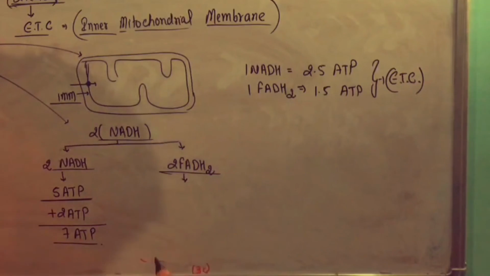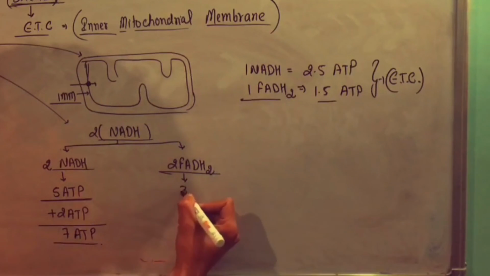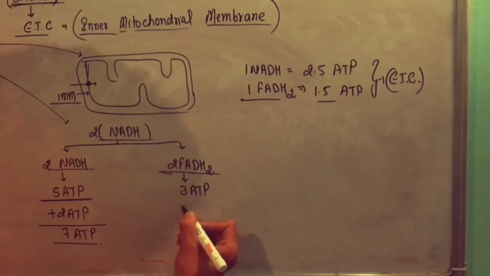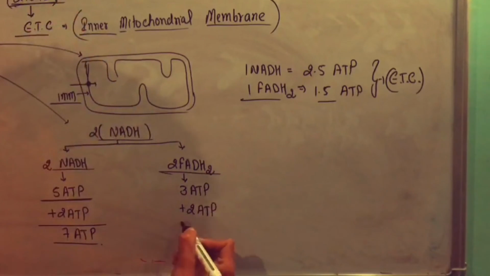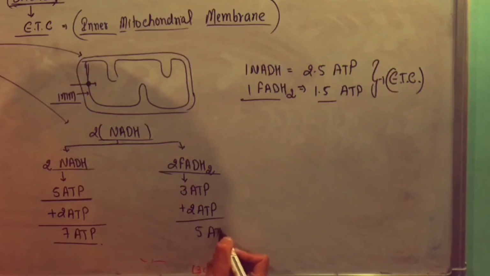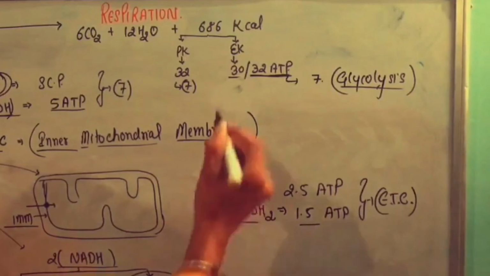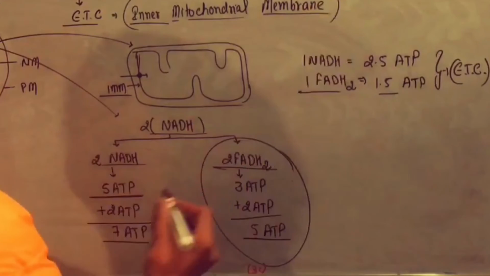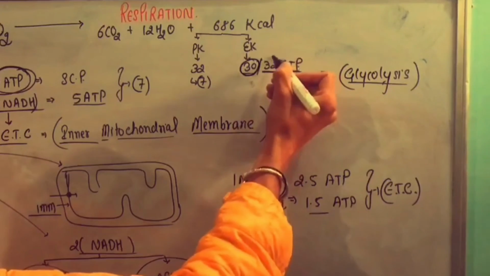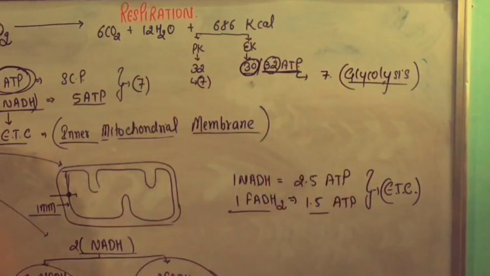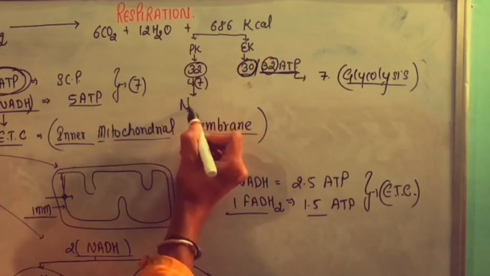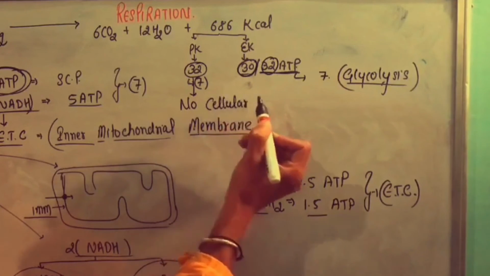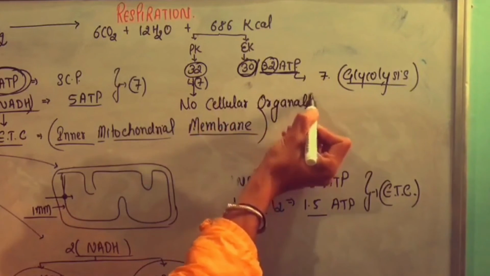And if these are transported as 2 FADH2 molecules, one FADH2 will form 1.5 ATP and 2 will form 3.0 ATP. Therefore 3 plus 2, the total makes 5 ATP. If FADH2 is involved, it will form 30 ATP, and if NADH is involved, it will form 32 ATP at the end of respiration. In prokaryotes, cellular organelles are absent. Therefore, the total ATP formed is always 32.